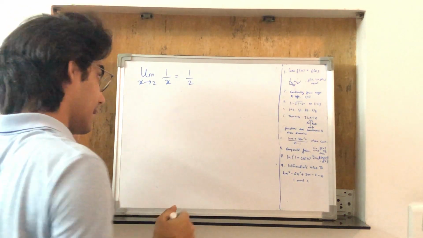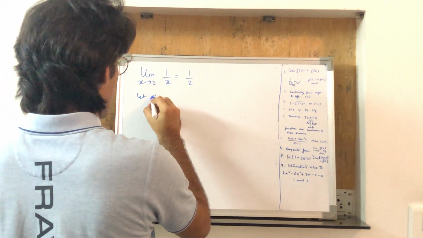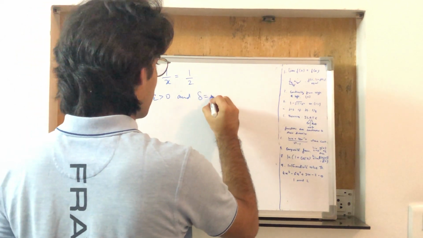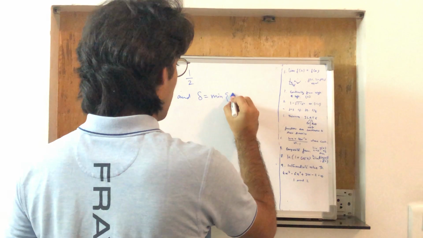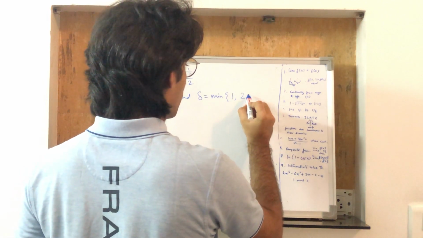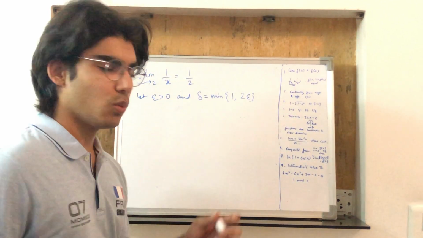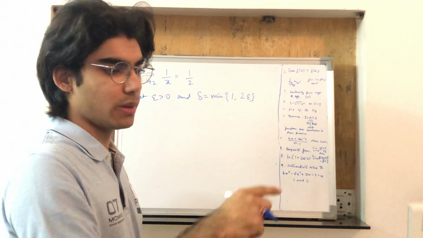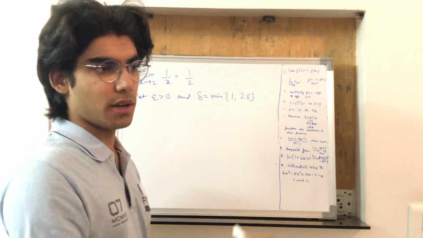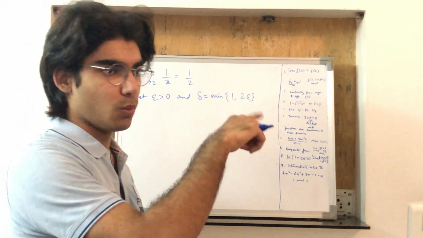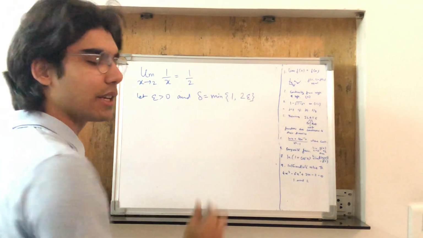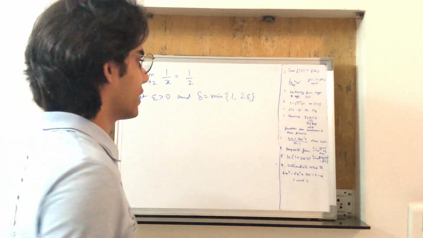Okay, so we say that epsilon is greater than 0, and delta is equal to the minimum of 1 and 2 times epsilon, right? 1 because we took that random 1, right? We wrote the absolute value of x minus 2 is less than 1, from which we got minus 1 is less than x minus 2 is less than 1, right? So that's why the 1 and 2 epsilon from the previous thing that I showed you.